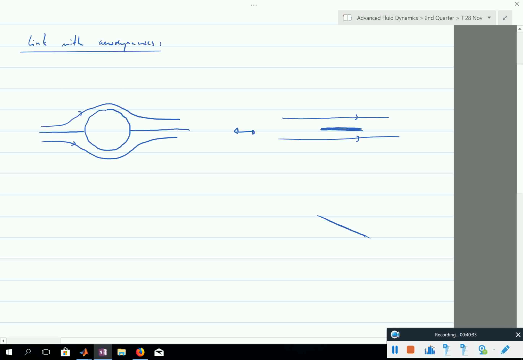If you wanted to have a flow with no circulation, I should actually do this in black, because then you'll see the difference between the profile and the streamlines. And this here is in black, same here and same here. So the flow with no circulation around this airfoil would look like this.